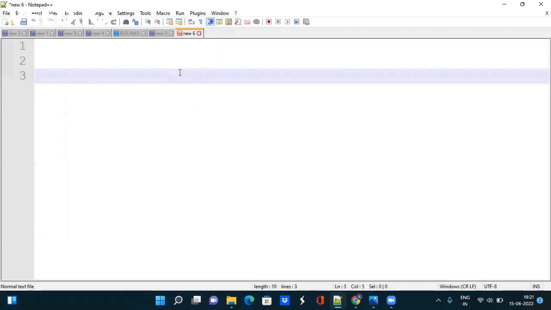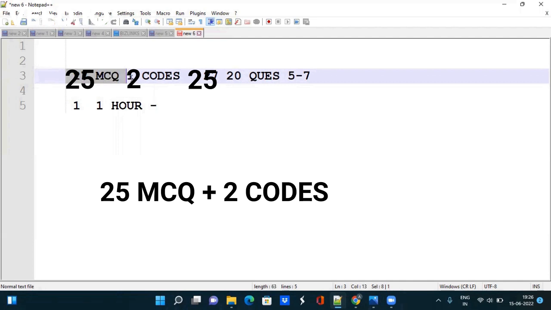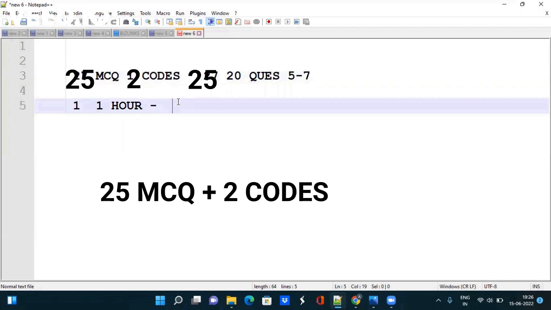First, let's talk about the experienced people who have given the exam recently. As all of you know, there were 27 MCQs and one code, correct? If you look at the MCQs more deeply, among the 27, 20 questions you can do easily, they are very easy. 5 to 7 questions were difficult. Doing 27 MCQs and one code in 1 hour was unexpected. So I request TCS to please give at least 1.5 hours to do the codes.